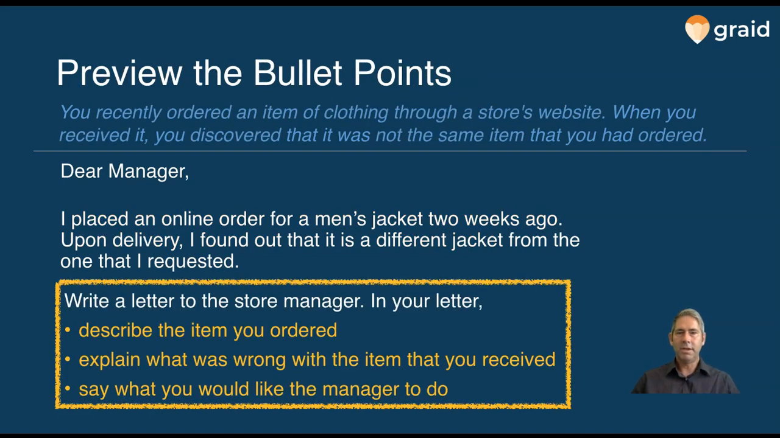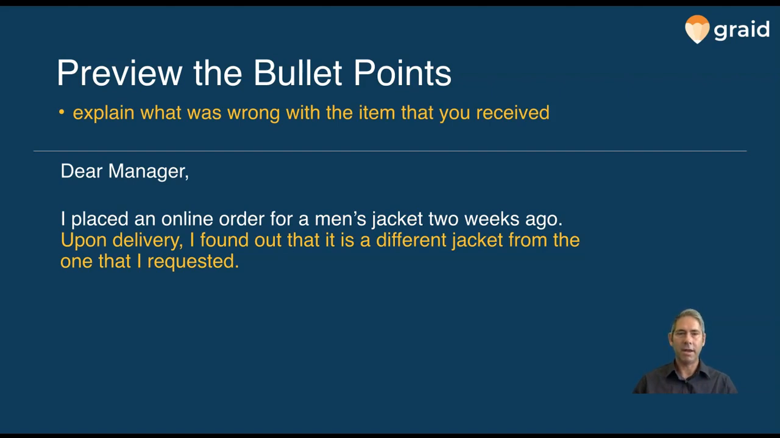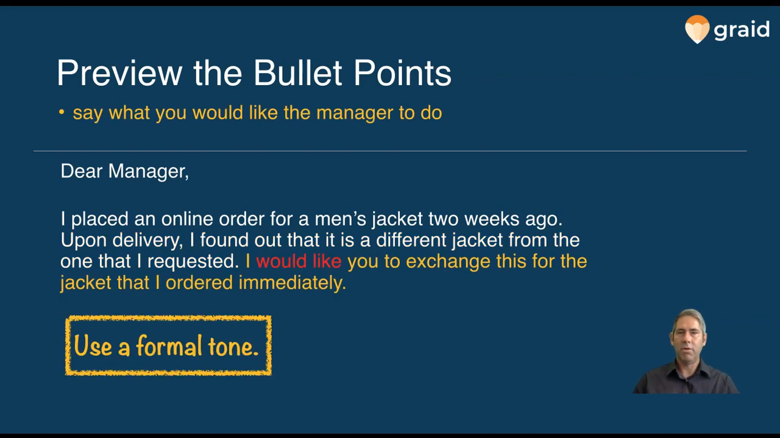Then what I do is I make sure that I'm previewing all of the bullet points. Now, some of these have already been covered with the paraphrasing of the statement itself, but there's one part which is missing. We're going to get to that in a second. But as you can see, I describe the item ordered, that's the man's jacket. I explain what was wrong. So when I received it, where I say upon delivery, I found out that it is a different jacket from the one I requested.